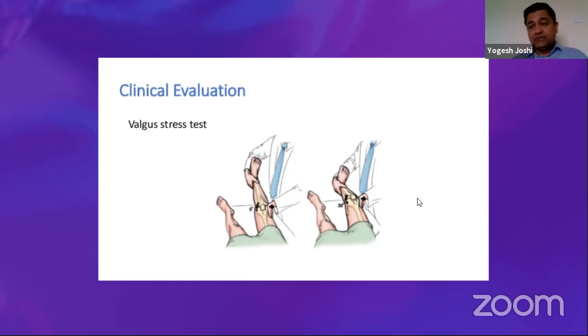If there is a gross instability, always check for other ligaments, especially the ACL, because the ACL-MCL combination is the most common combination.